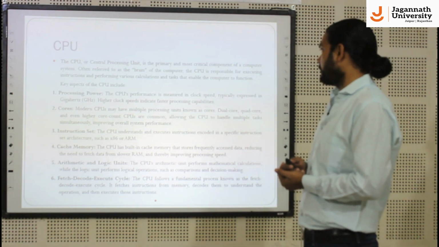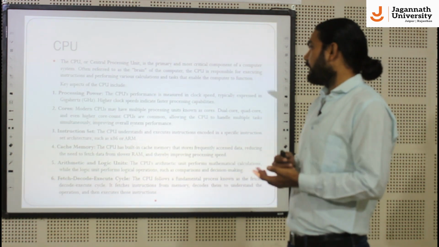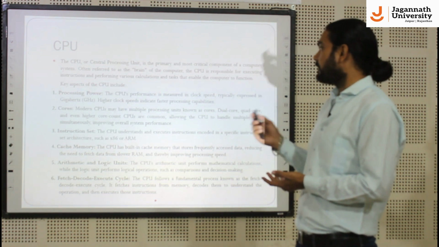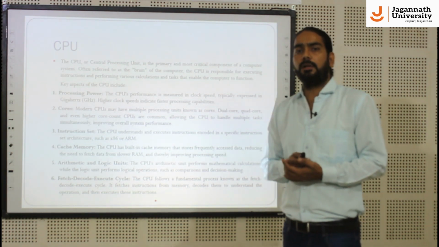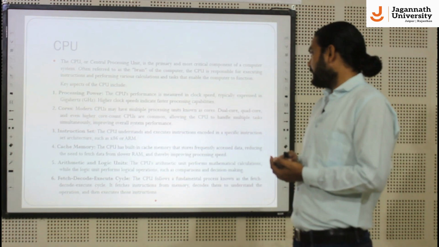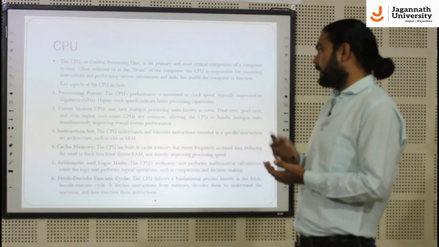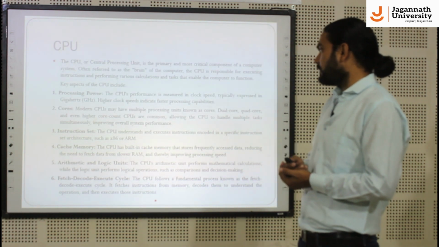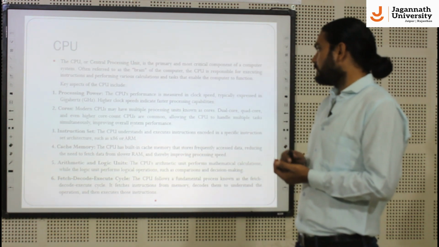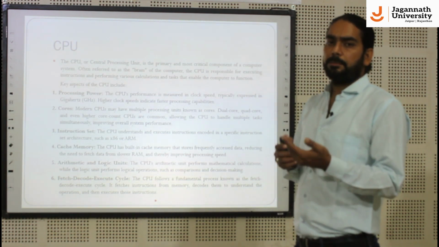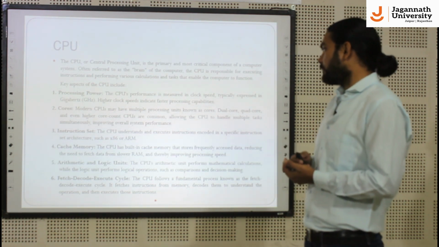Third one is the instruction set. The instruction set is basically the instruction set architecture. These are used in x86 and ARM processors. When we talk about the cache memory, it is the smallest memory in the computer that can handle our frequently accessed data. Fifth point is the arithmetic and logical unit. These units are used to perform tasks like arithmetic operations such as addition, subtraction, multiplication, and also logical operations. Next one is the fetch, decode, execute cycle.